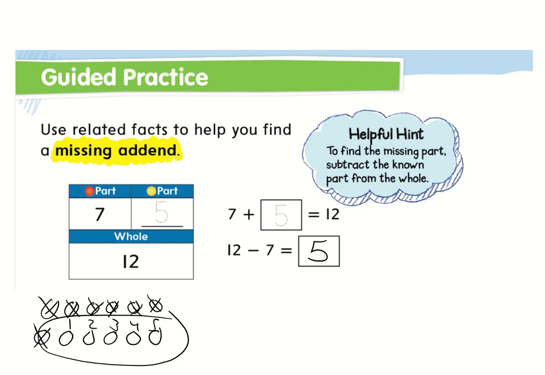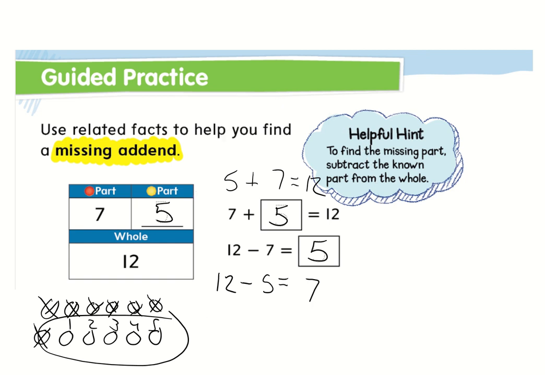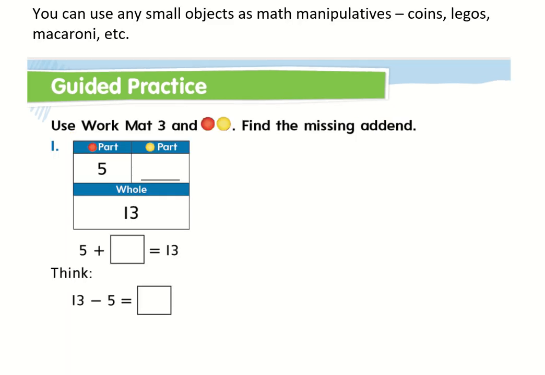When we do related facts, though, boys and girls, I'm also finding missing parts that could be used for addition. So if I know 12 minus 7 equals 5, that's the same exact thing as 12 minus 5 equals 7. And if I know 7 plus 5 equals 12, it's the same thing as doing 5 plus 7 equals 12. This whole set right there, boys and girls, is going to be called a fact family. Within a fact family, you use 3 numbers to get 4 problems to figure out all of these guys here. Let's practice a little more.